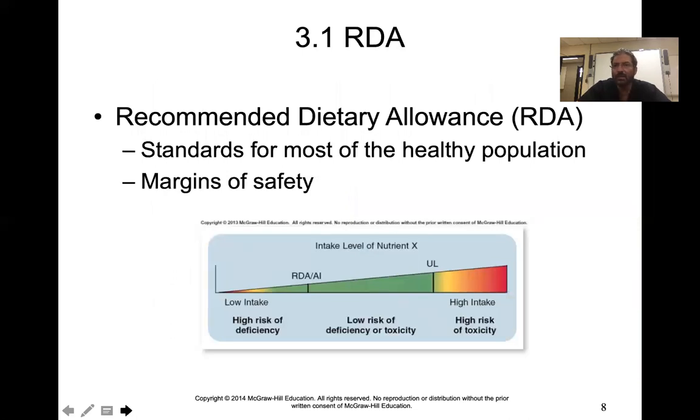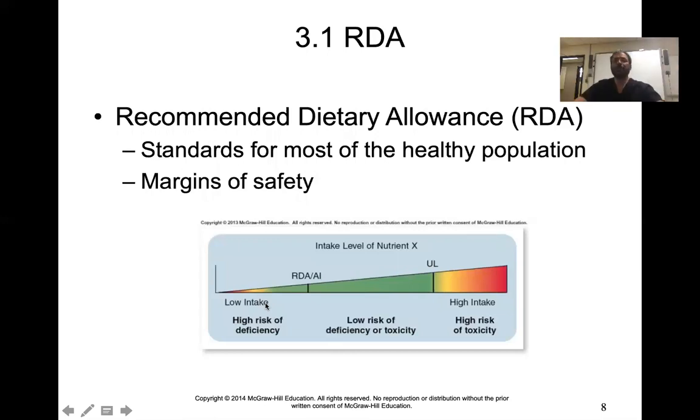All right, recommended daily allowance, standards for most of the healthy population, and there are margins of safety. So it's just kind of an average. And if you look in here, low risk for deficiency or toxicity if you're in that recommended daily allowance. They're saying if you skew over to the left here, lower intake, you have a high risk of deficiency. So that could be vitamin A, B, folate, B9, or it could be protein.